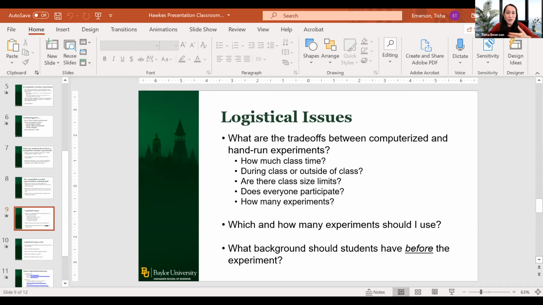Once I go back and we're face-to-face, I intend to continue to use some computerized experiments, because one of the nice things about that is you can run them outside of class time, especially with these platforms that allow you to have basically robots play with the students. So you can do it asynchronously, and that can save you some class time.